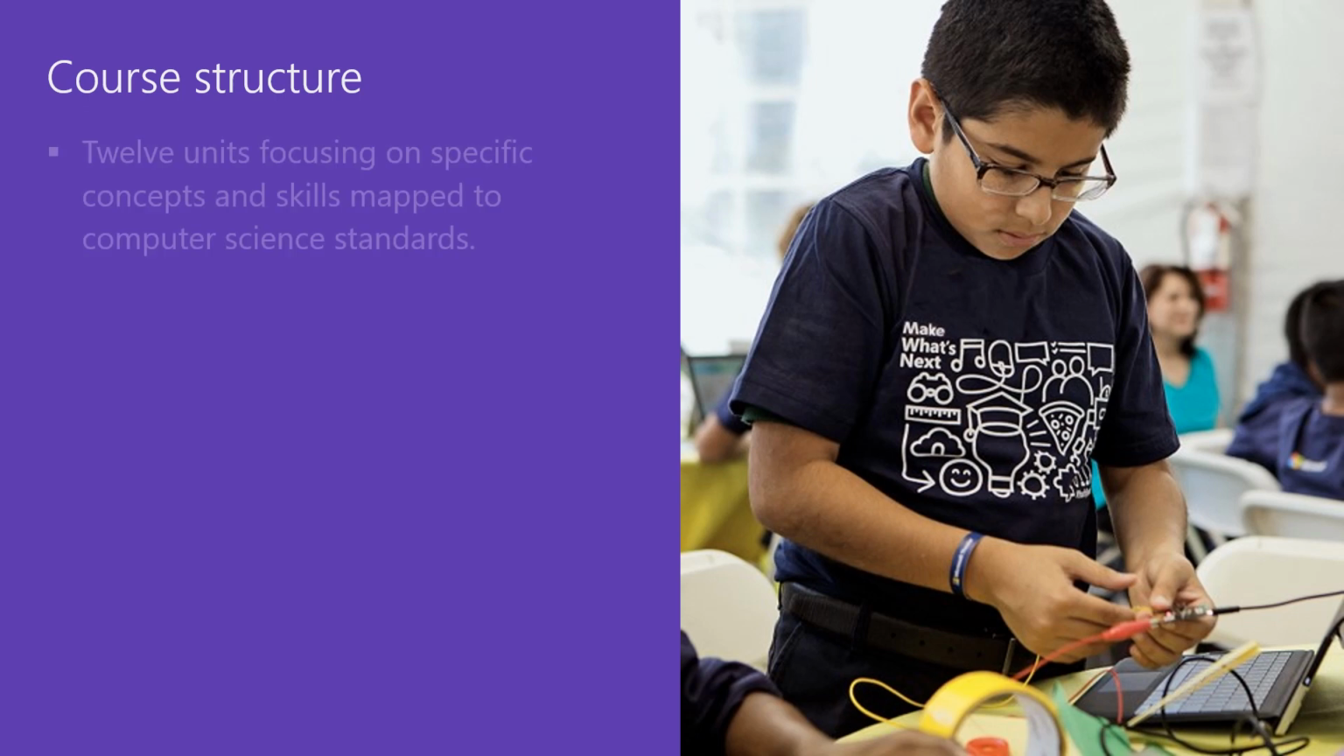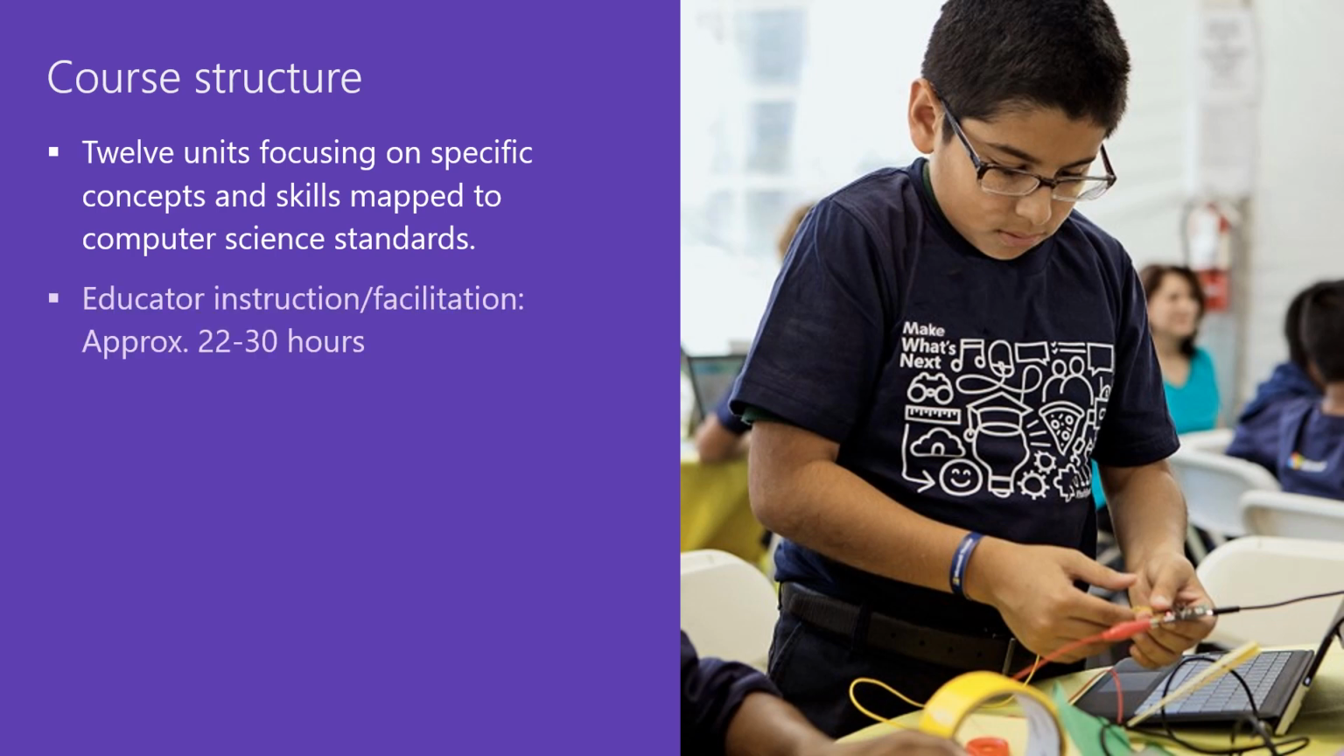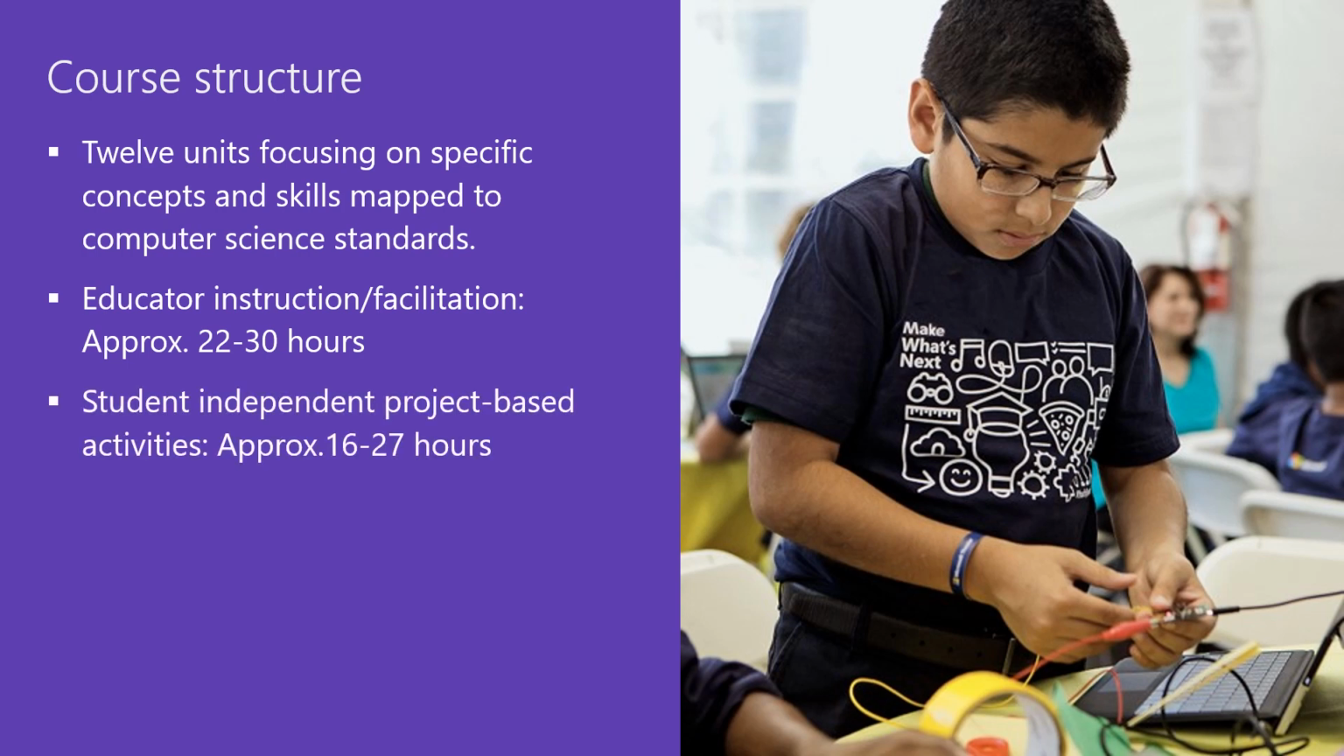Now, the course is made up of 12 units, each focusing on specific concepts and skills that are mapped to computer science standards. And you can expect approximately 22 to 30 hours of instruction and facilitation time. And there's approximately 16 to 27 hours of independent project-based activities for your students. Each unit is made up of 3 lessons. Now, keep in mind that a lesson may take up more than one class session. And Unit 6, the mini project, and the final project are unique in that all 3 of those lessons are dedicated to building and showcasing a project.